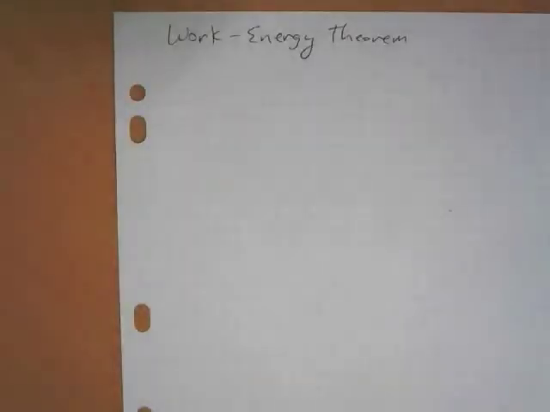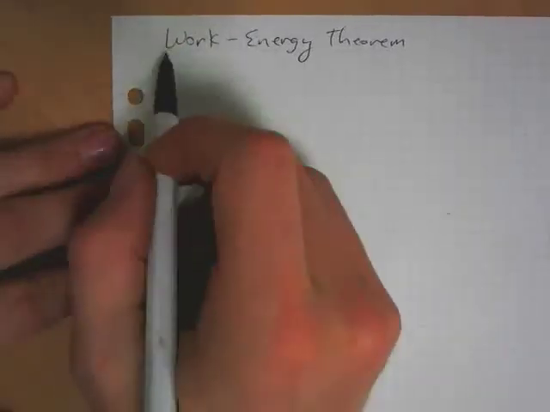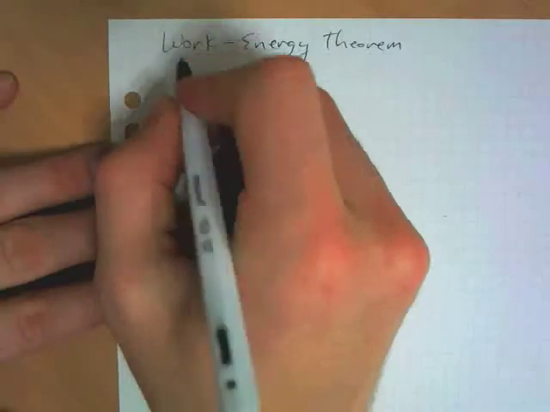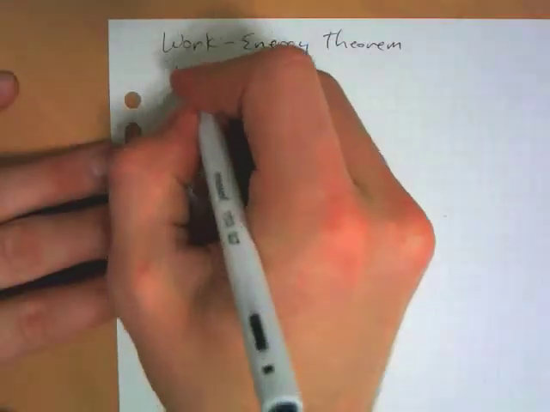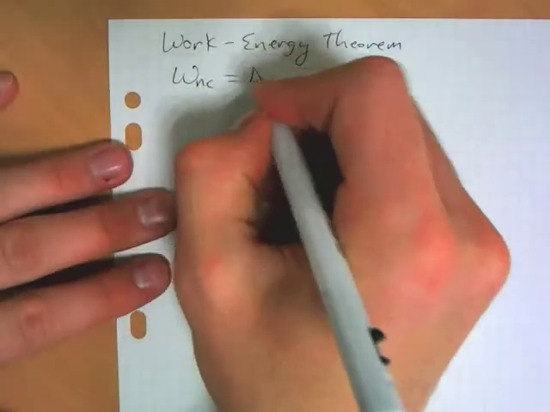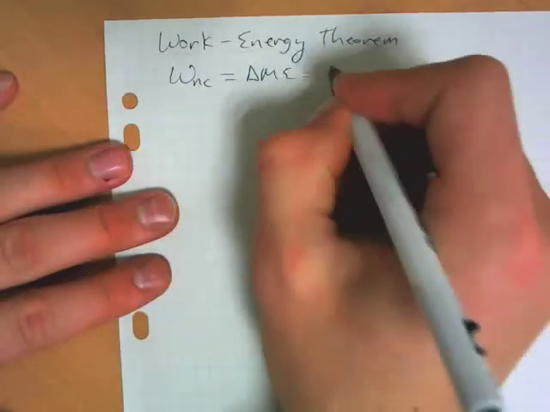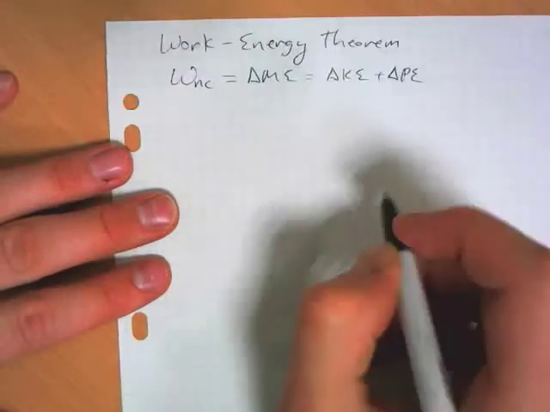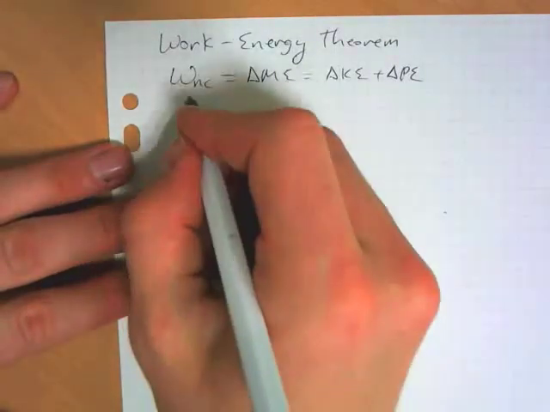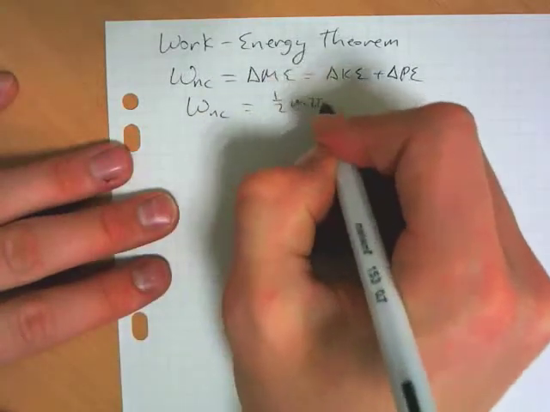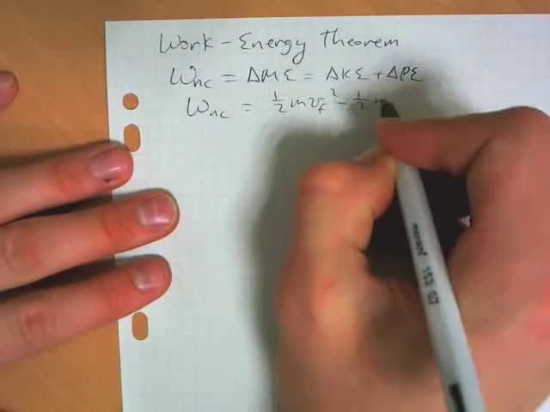The generalized equation of the work energy theorem is that the work done by non-conservative forces is equal to the change in mechanical energy, which is the change in kinetic energy plus the change in potential energy. The change in kinetic energy is always half m v final squared minus half m v naught squared.